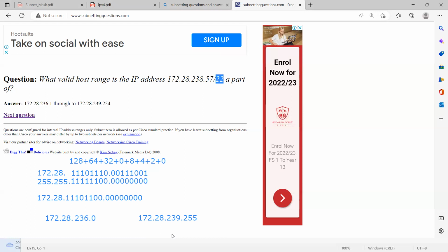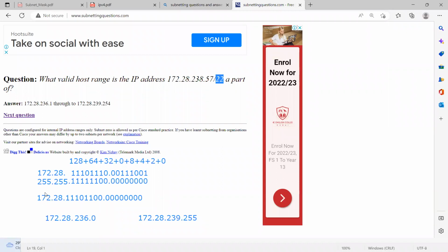Okay. So please go to this site, subnettingquestions.com. Practice. After practicing, I think you can do these exam questions very easily. Only thing is you need to understand the concept. This is the number of bits in the subnet mask. Then don't consider the class, whether it is class A or class B, class C. Don't consider that. Just believe in the subnet mask and according to that subnet mask, understand the concept.